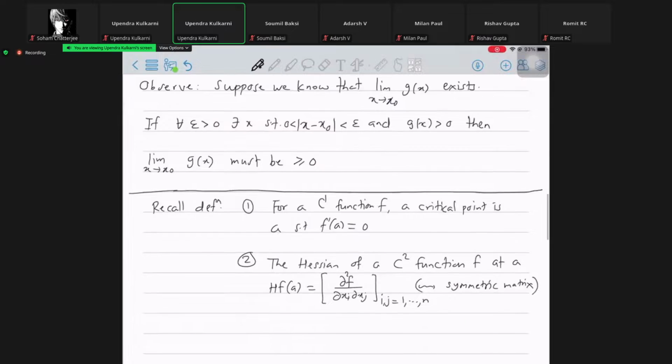So third one. This is the new part. A critical point a is called non-degenerate if the Hessian of f at a is, in particular, non-singular.